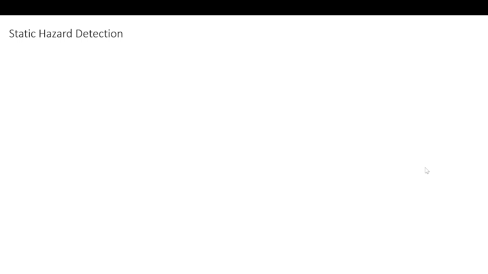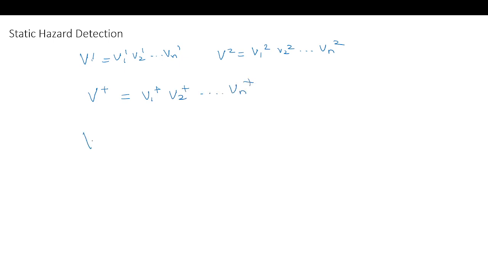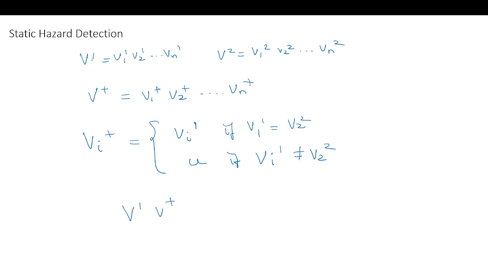So to detect the static 1 hazard, if we have, say, two vectors V1 and V2, we add a new vector which will be represented like this. We detect this fault by saying that if both the vectors are the same, it means there is no hazard. If they are not equal, then it is an unknown value, so there is a hazard. So we detect by V1 plus V2, which can be any signal like 0U0 or 1U1. Somewhere in between it's changing, so there is a possibility of static hazard.